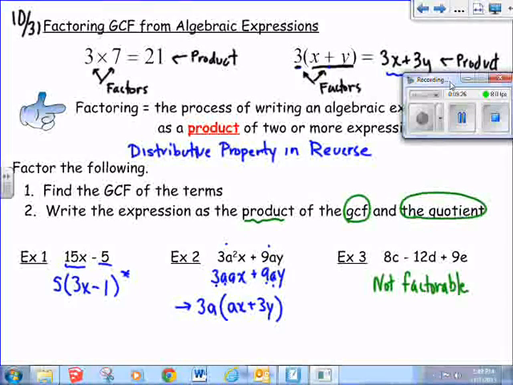Okay? We could, in fact, factor an expression with 3 terms or 4 terms or more, as long as there is a common factor in each of the terms. And here you can see in example 3, it's just not the case. If this would have been a 10e on the end, then we could have factored out a 2. Then that would work. But this one's not factorable. All right, let's move on.